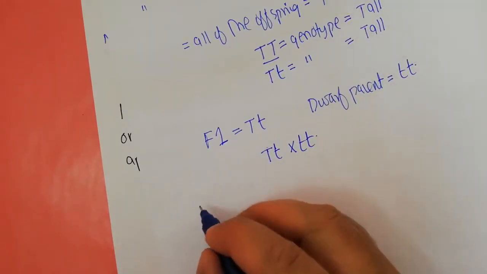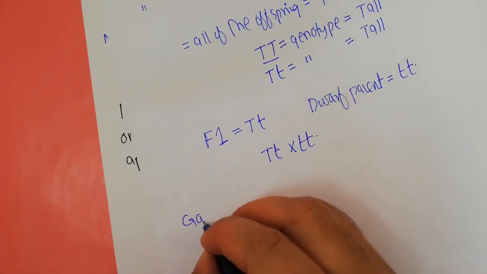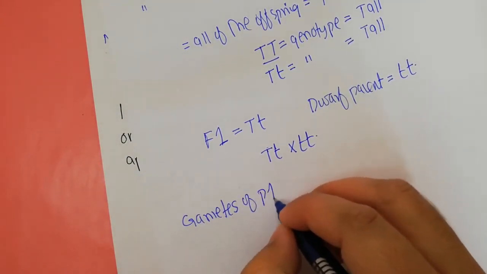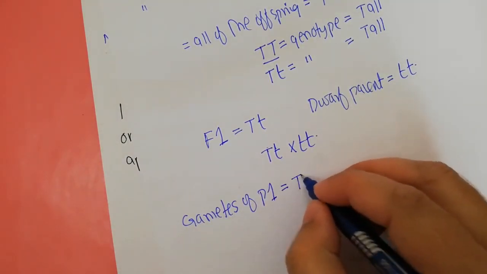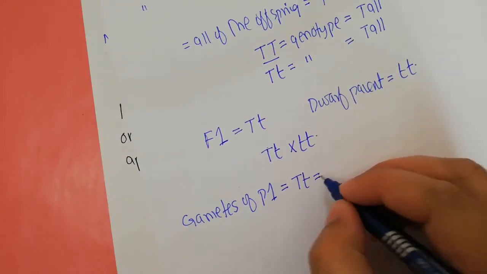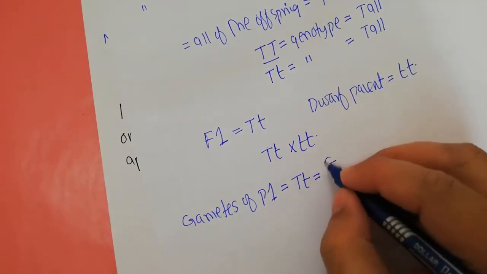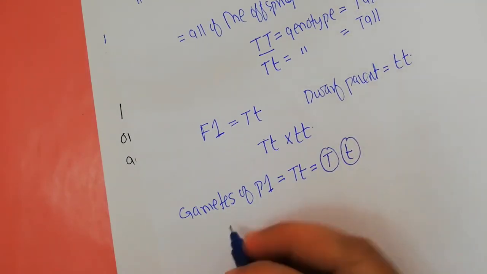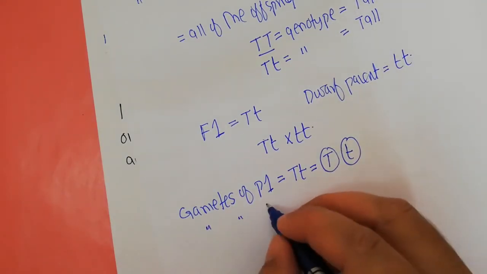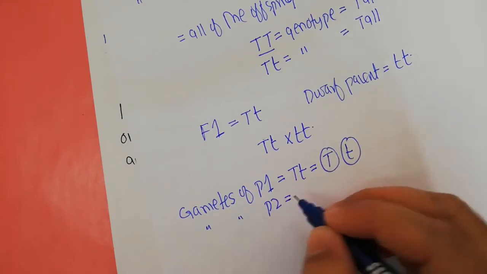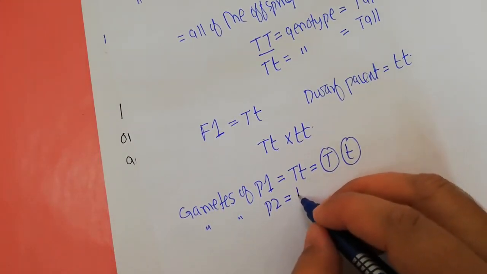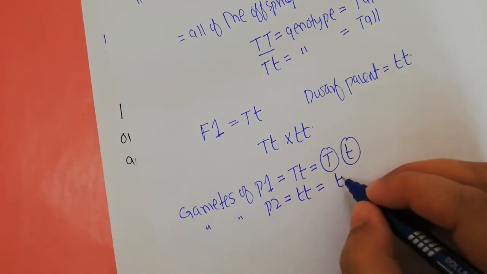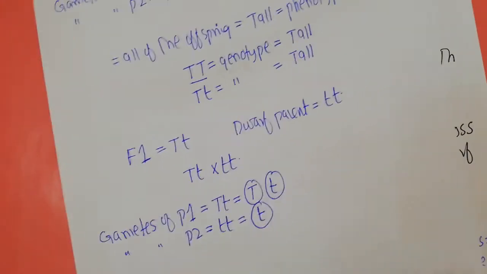Now you have to make the gametes of parent number 1. Parent number 1 is capital T and small t. You already know that it is going to produce two kinds of gametes, one having a capital T and the other gamete having the small t. If you talk about the gametes of parent number 2, the genotype is the small t and the small t, and it is going to produce only a single kind of gamete, that will be the small t.